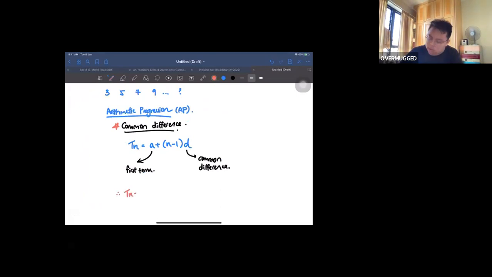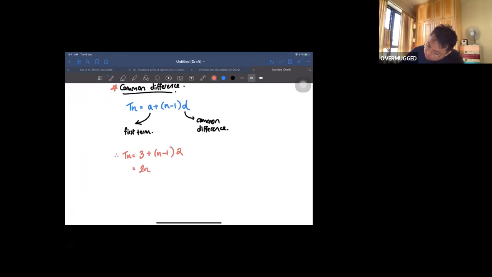So let me demonstrate the working for this question now. Tn is equal to 3, which is A, plus n minus 1 multiplied by 2. And the final answer is 2n minus 1. Ooh, plus 1, sorry. So it's 2n plus 1.